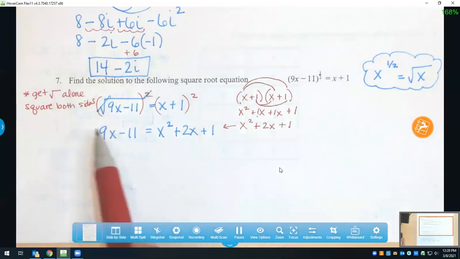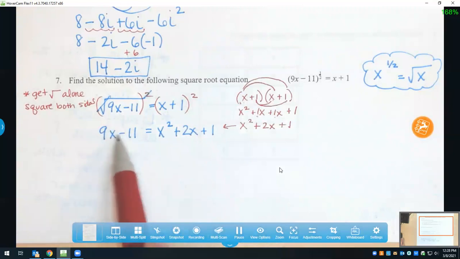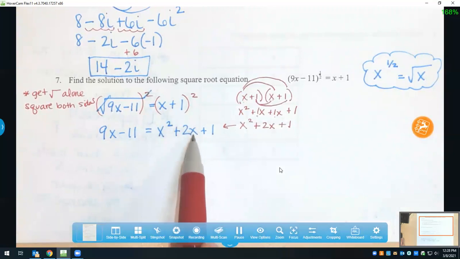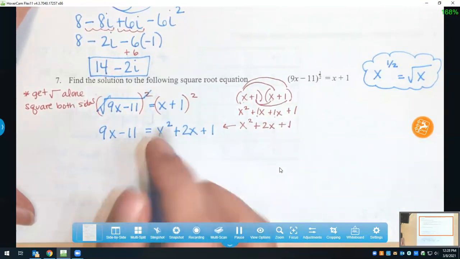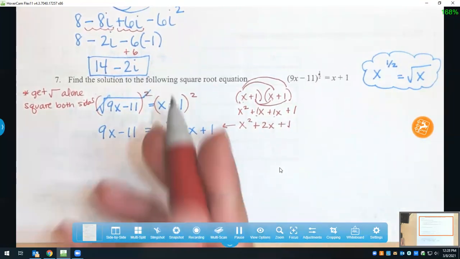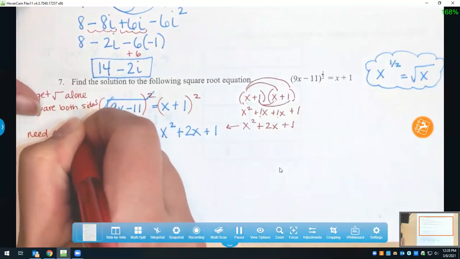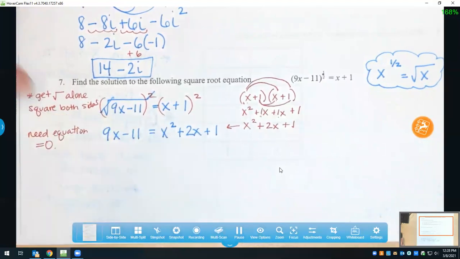From here, we have to actually get our equation equal to 0, because to finish this up, anytime you have an x squared and an x, you're either going to need to solve by factoring, solve by quadratic formula, or completing the square, one of those methods for solving these equations is going to be needed. So in order to finish it, you need your equation equal to 0.